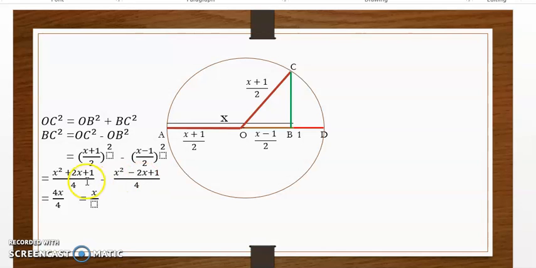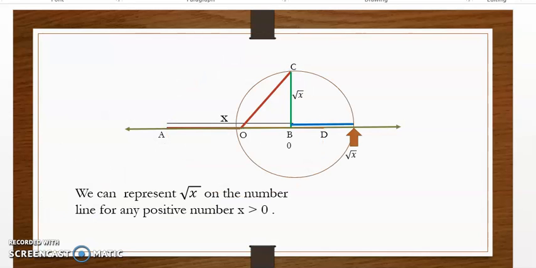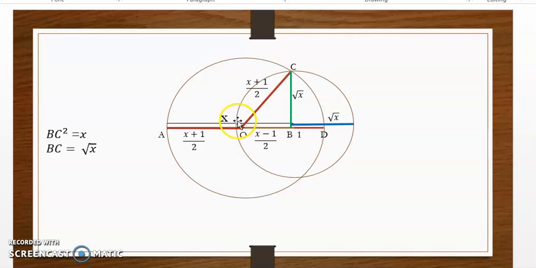So we have a common denominator here. When I subtract, the x square and x square terms cancel out. 1 and 1 cancel. This 2x, when the minus sign goes inside, becomes plus 2x. So I'll have 2x plus 2x, 4x, and the common denominator is 4. So 4x by 4 is x. In other words, BC square is x, or BC is root x. Okay, so I found out that BC square is x, or BC is root x.